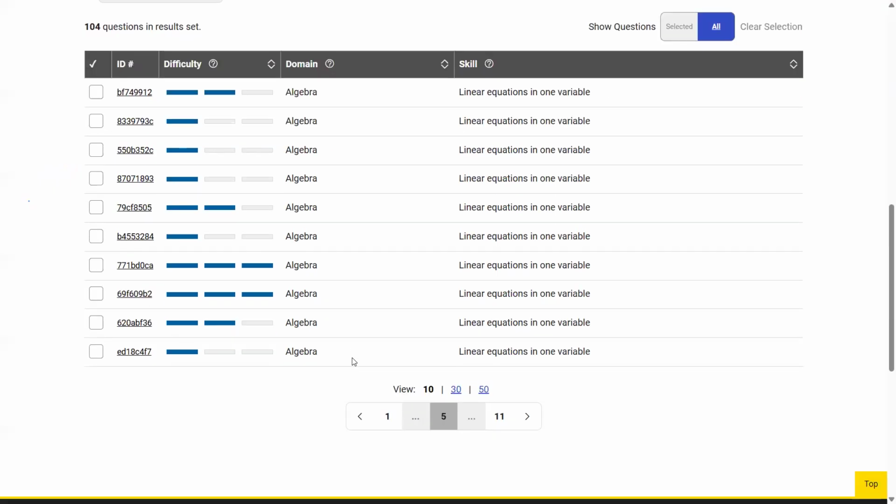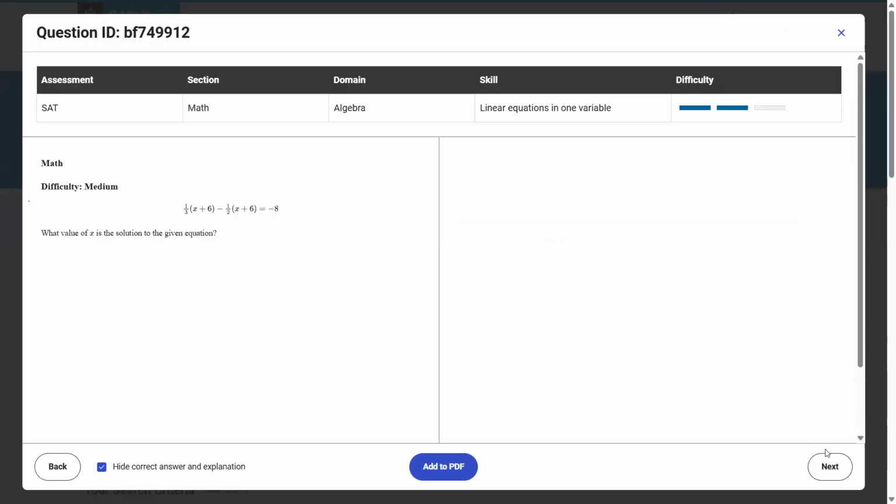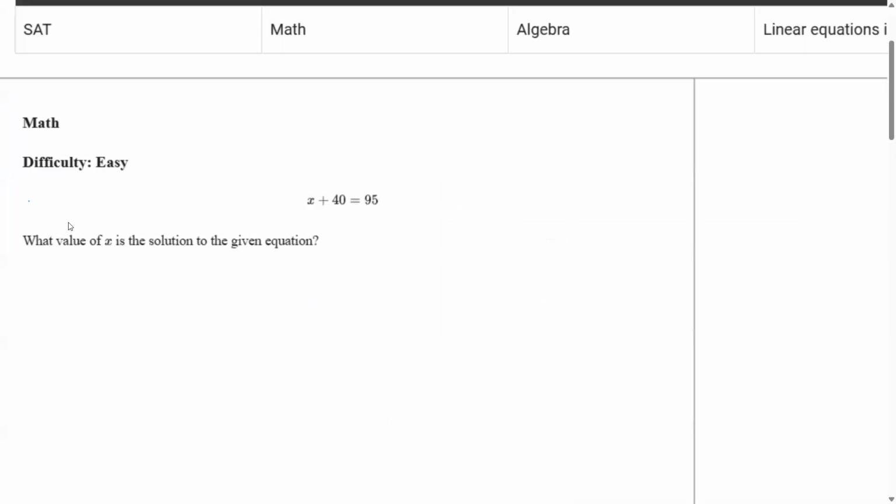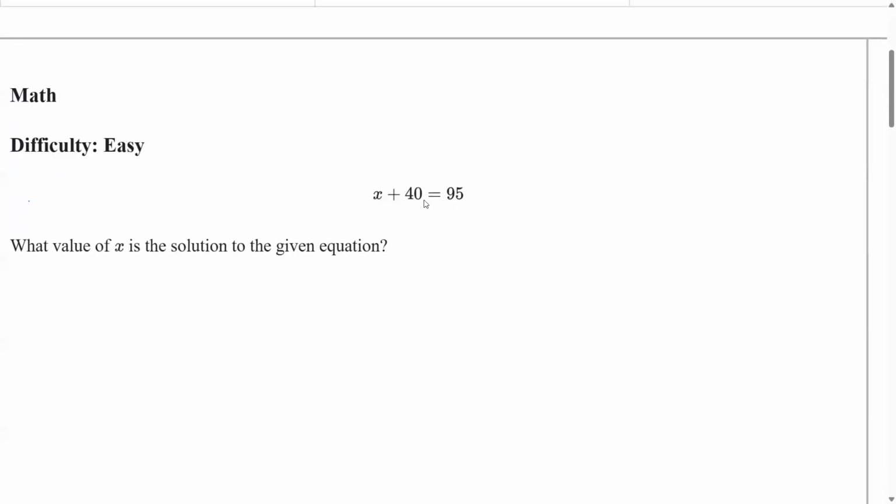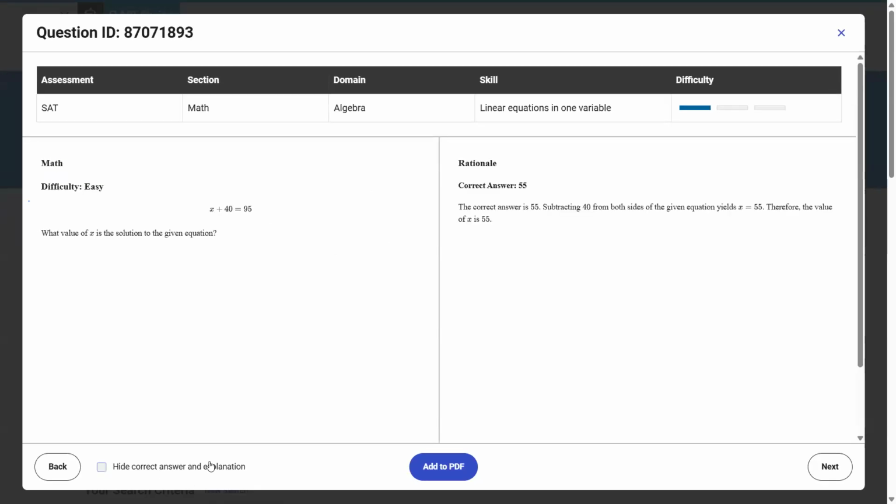Continue. Odd value of x, okay. Just shift 40 to the other side. 95 minus 40 is 55. 55.